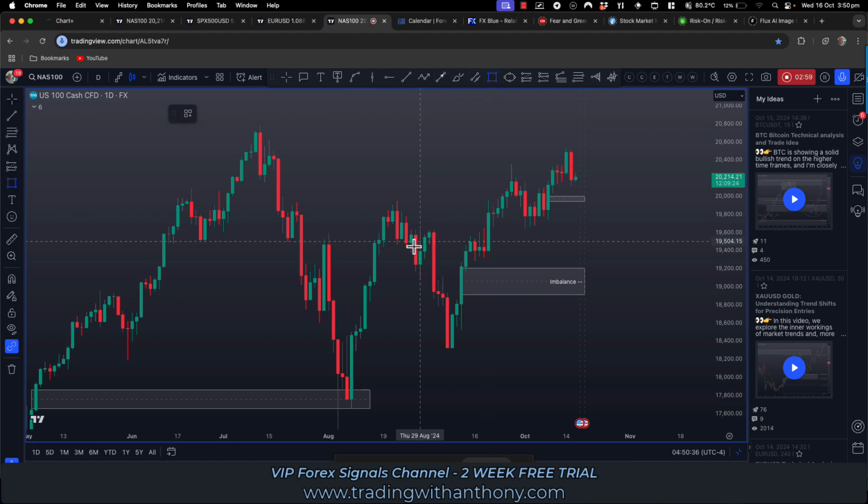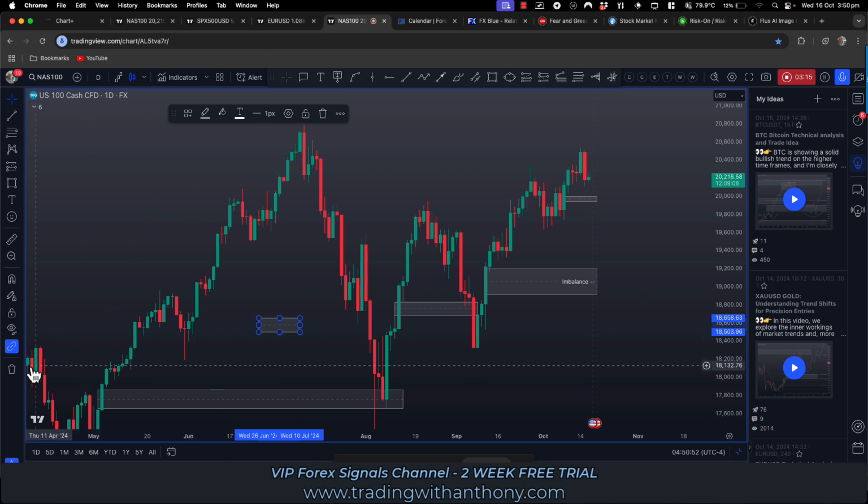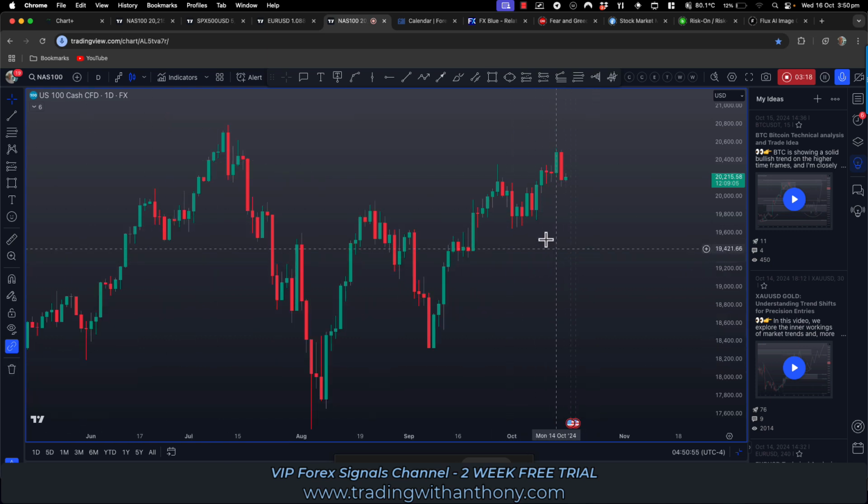If you have a look left, all of these imbalances generally get touched. We've got that one here, so this is still unresolved. Let me just delete everything. Possibility it pulls back. So now what we've got here is this trend.